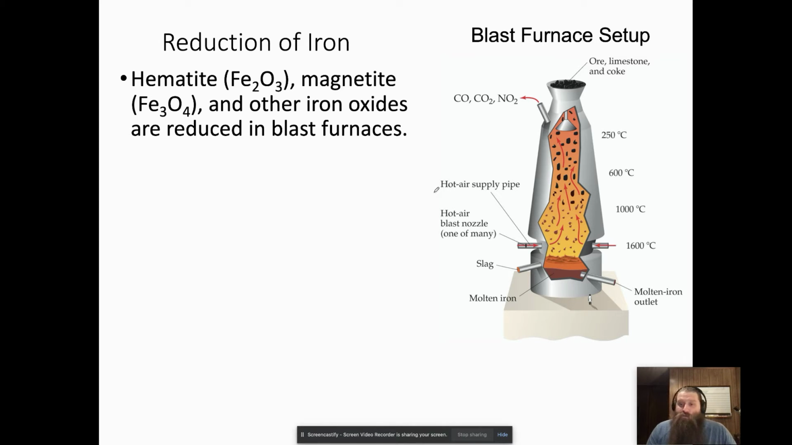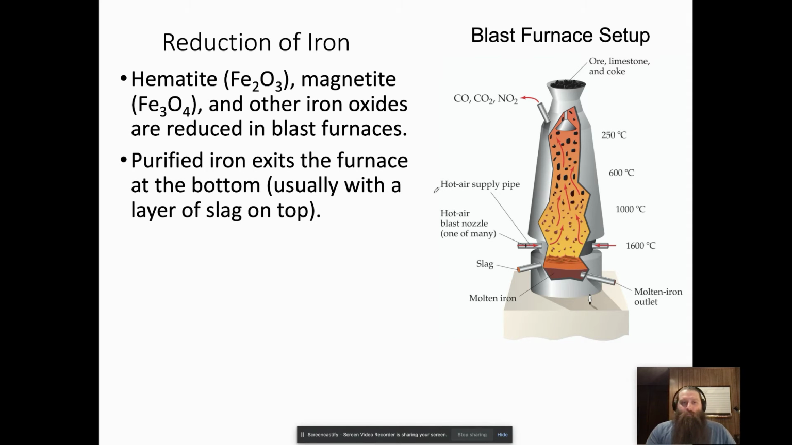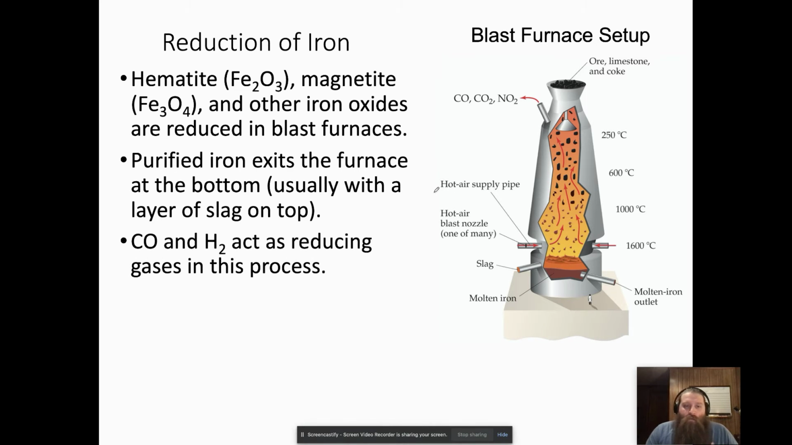Now, it's not by any stretch of the imagination pollution free. This is going to produce slag. This is going to produce sulfur dioxide, carbon dioxide, and nitrogen dioxide, all of which are certainly pollutants, but this is the current way that we make iron, or pig iron. So at the bottom, our purified iron is going to exit. We skim the slag off and go from there. Like I said, carbon monoxide and hydrogen gas are going to act as our reducing gases in this process, but carbon monoxide is certainly the more important of the two.